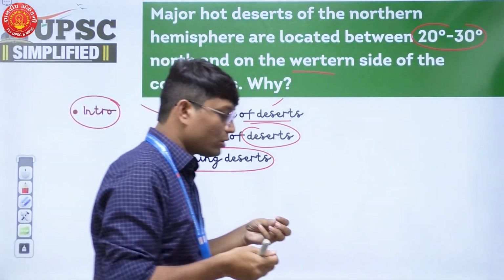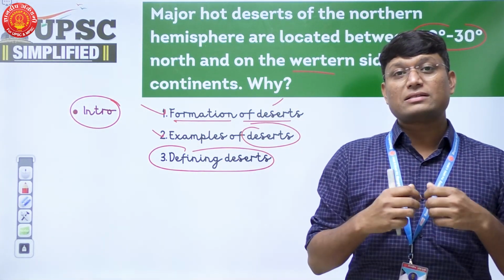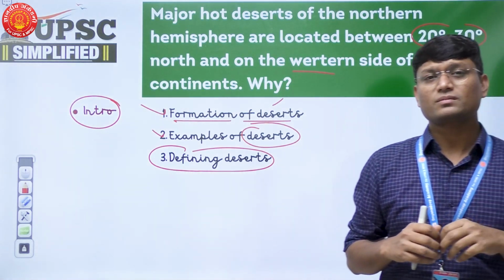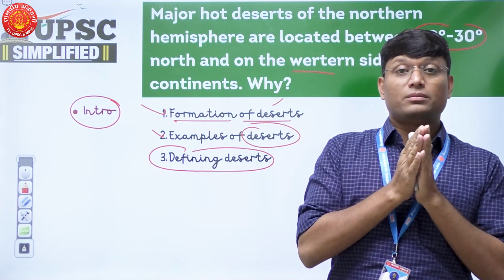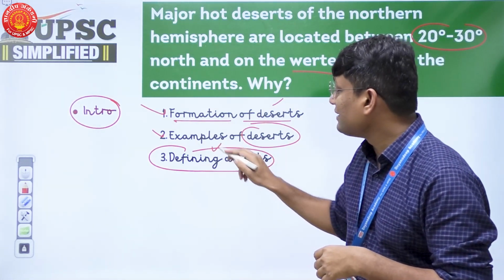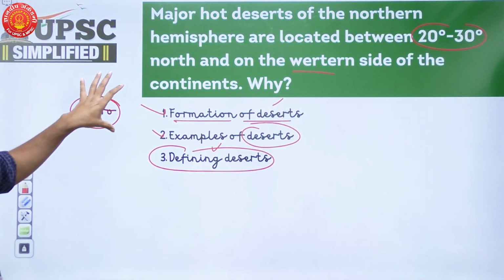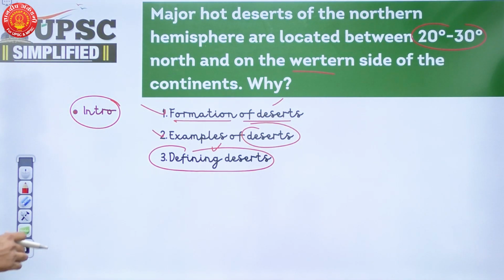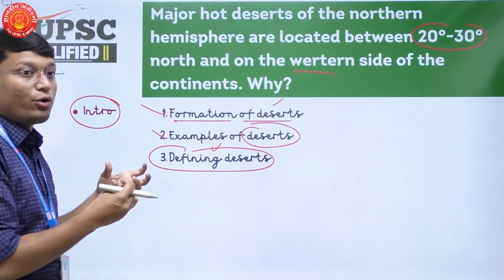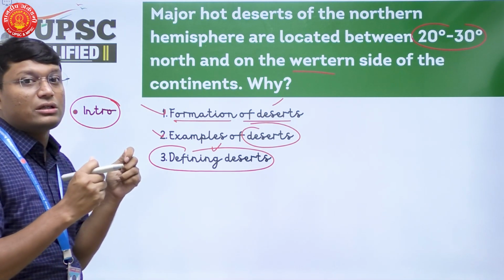Now, whenever it comes to defining deserts, there is a very simple term about desert. Deserts are the places where evaporation exceeds precipitation. Those places we call desert. So these are the three approaches. Because the question does not have much scope to write a good or detailed introduction, there would not be any crisp introduction in this particular case.